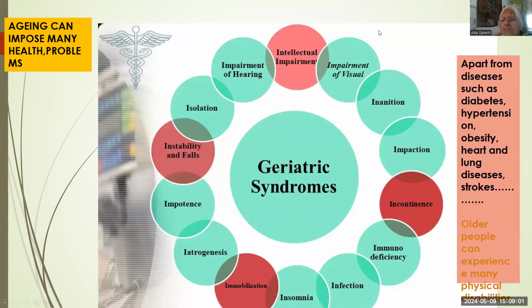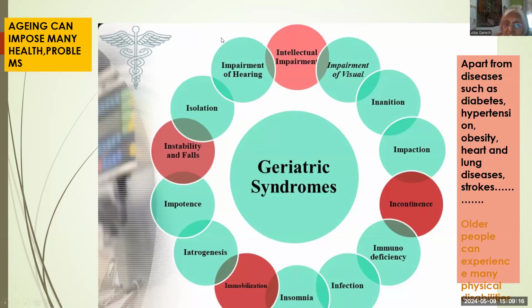And this is a terrible slide. It's really awful. One person, when I showed this slide, said, "My goodness, you bombarded us with all these things." But these are the geriatric syndromes. What are the things that can go wrong with your body and can affect you and your mind?